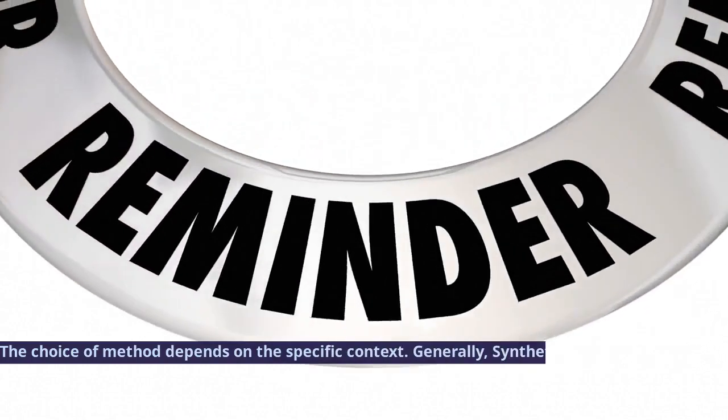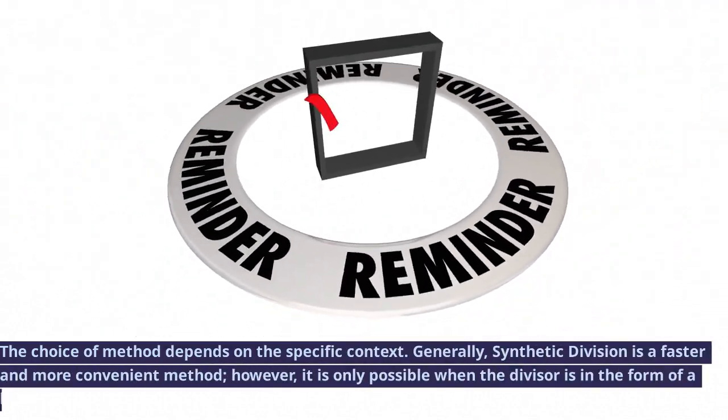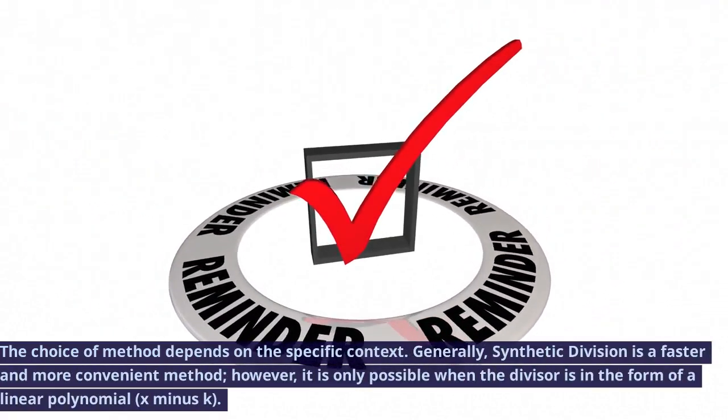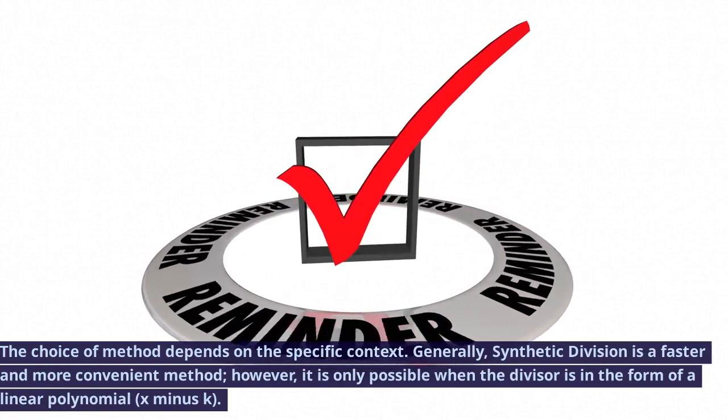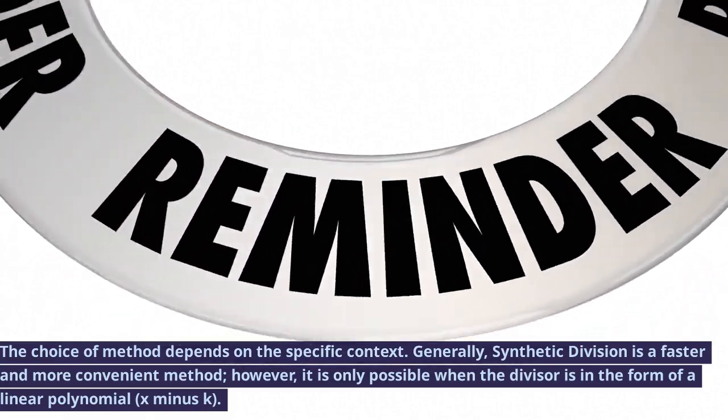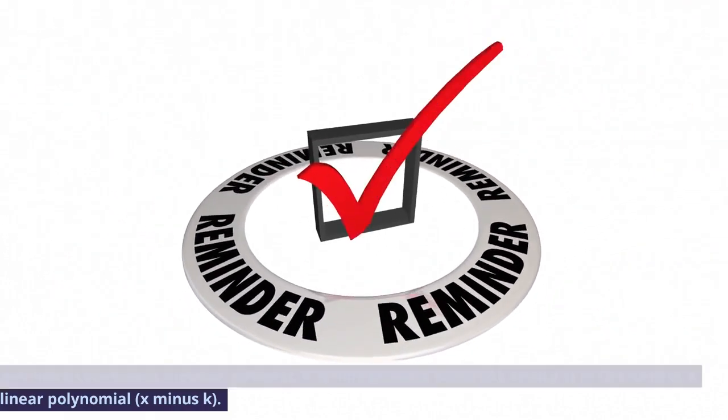The choice of method depends on the specific context. Generally, synthetic division is a faster and more convenient method. However, it is only possible when the divisor is in the form of a linear polynomial, x minus k.